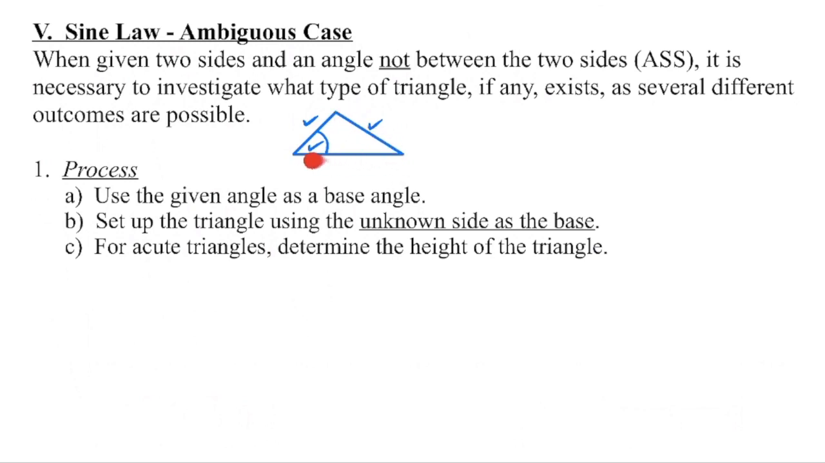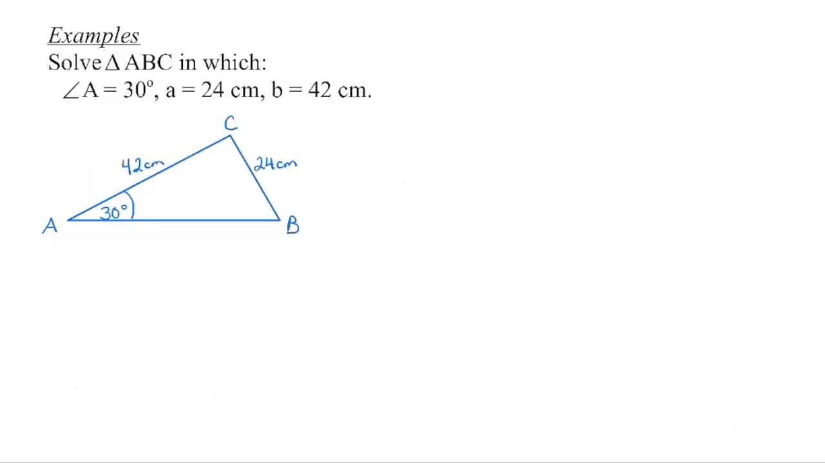Leave the base of the triangle as the unknown measure, and then we're going to fill in the other side here. So we're going to set up angle, side, side. We can look for the height of the triangle and then see, is this side able to swing around, creating two different triangles?